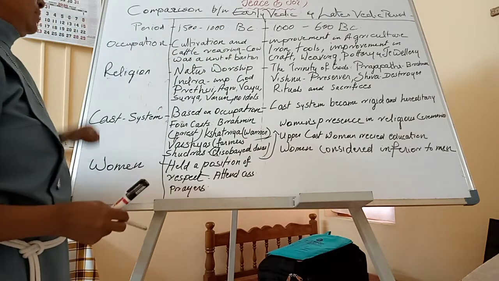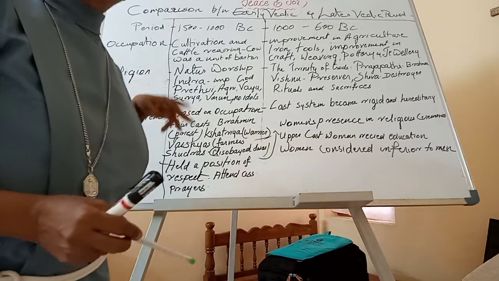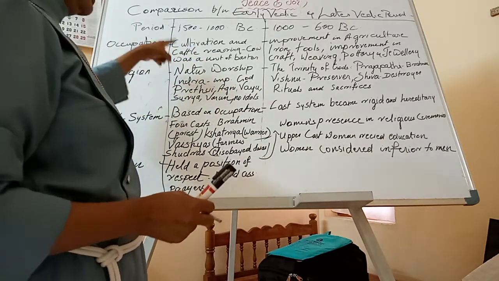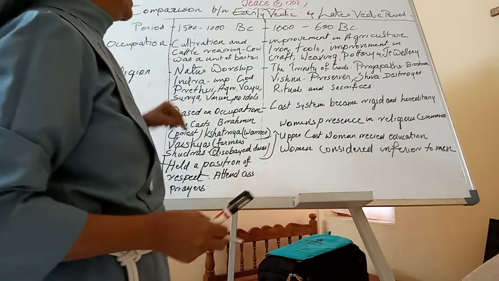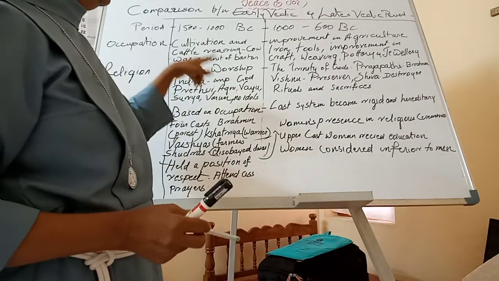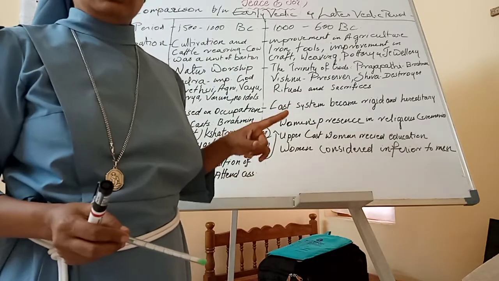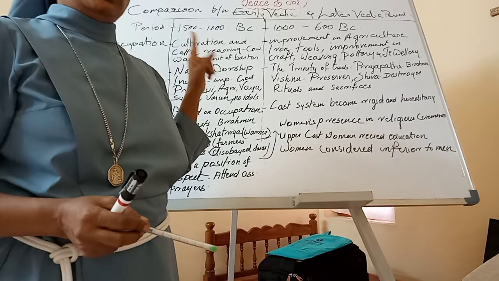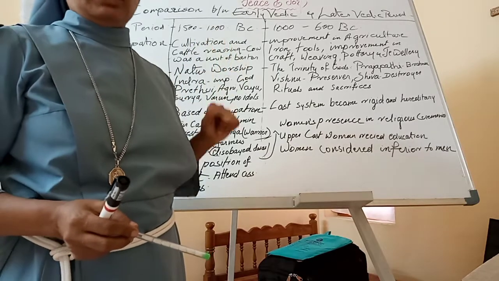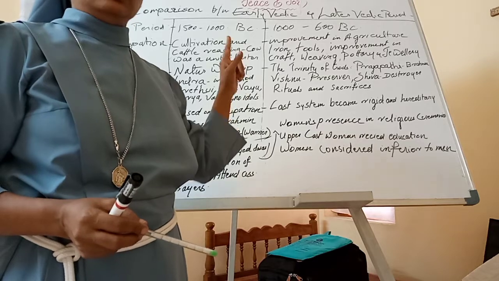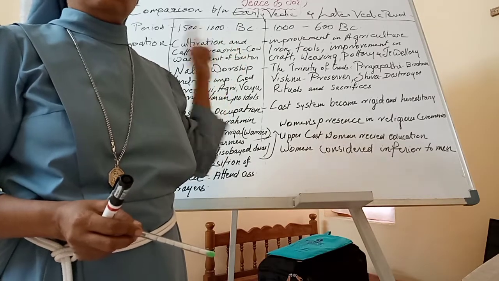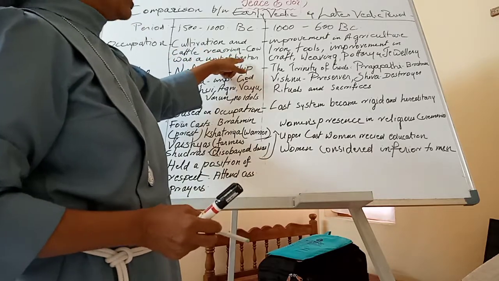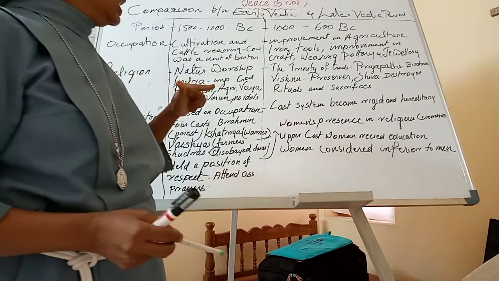Then their occupation. What was the occupation in the early Vedic period? It was the cultivation of crops and cattle rearing. Cow was considered as a unit of barter. We have already mentioned when we studied about the early Vedic period. Cow was a precious animal for them. They will not kill them. And they have a devotion towards a cow. And a barter system prevailed at that time.